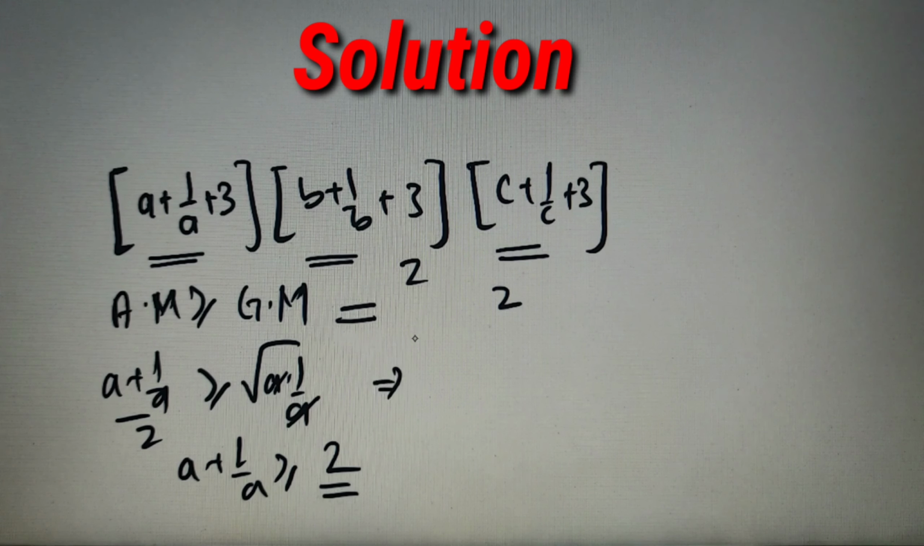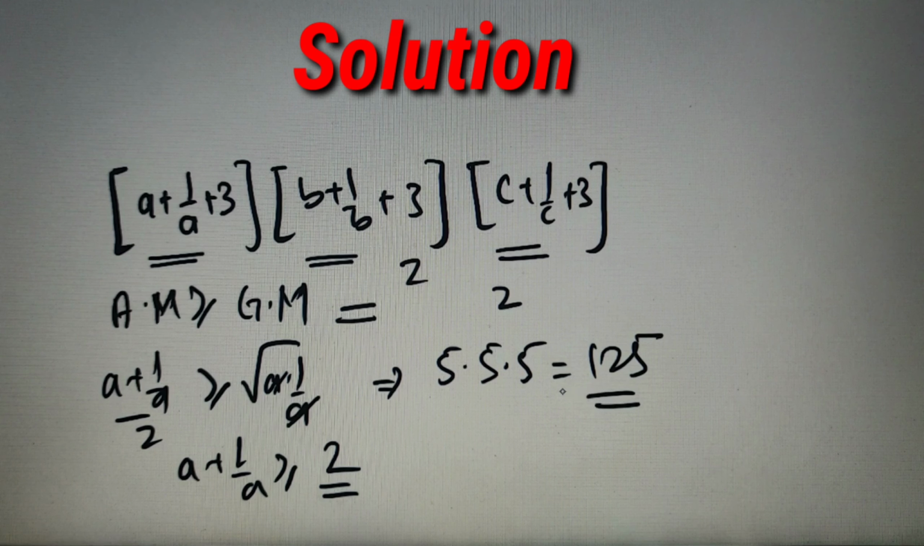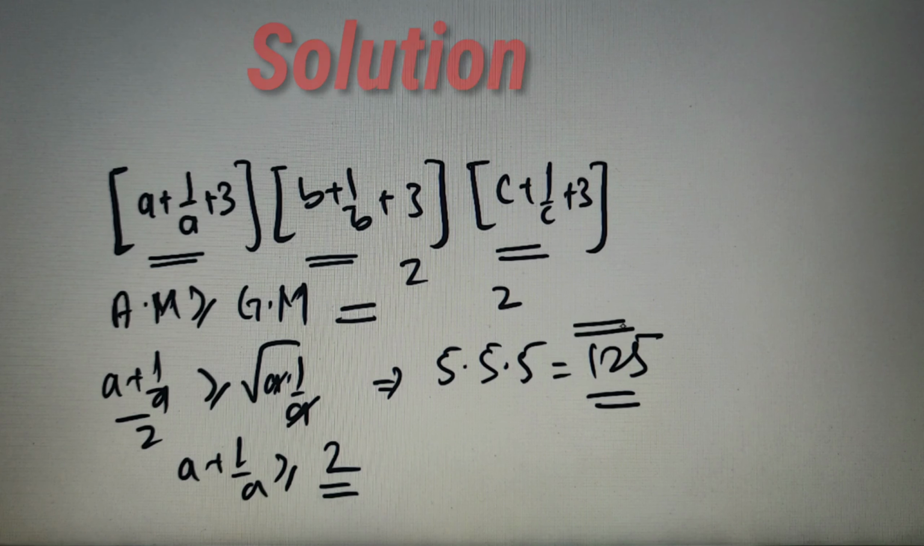So the minimum possible value of the given quantity is equal to 5 into 5 into 5, which is equal to 125, and according to the given options, it is option number B. So our final answer for the minimum possible value of the quantity is option number B, 125.